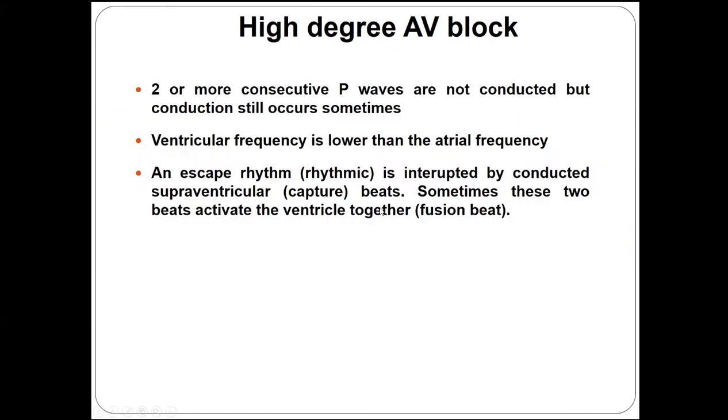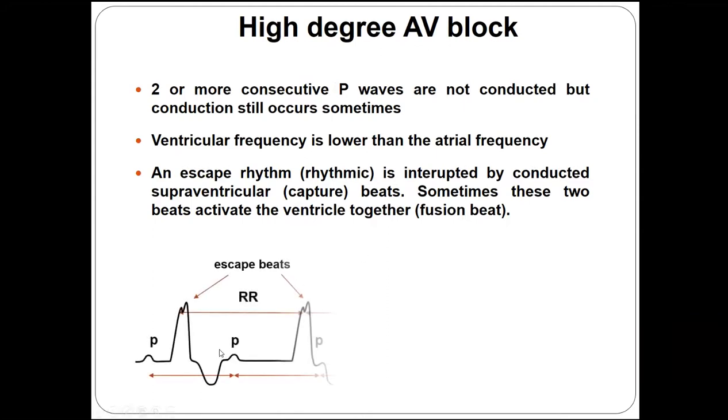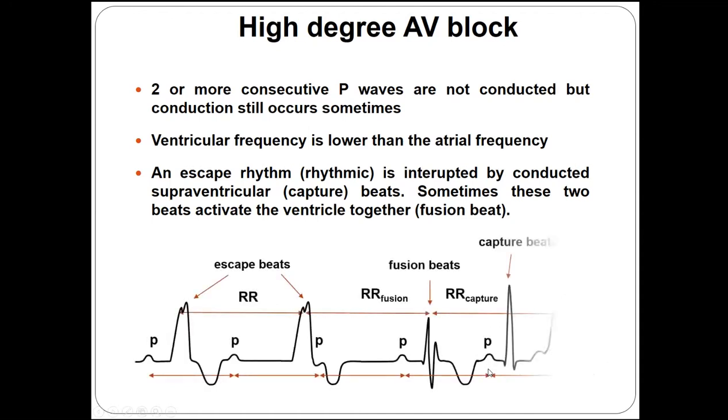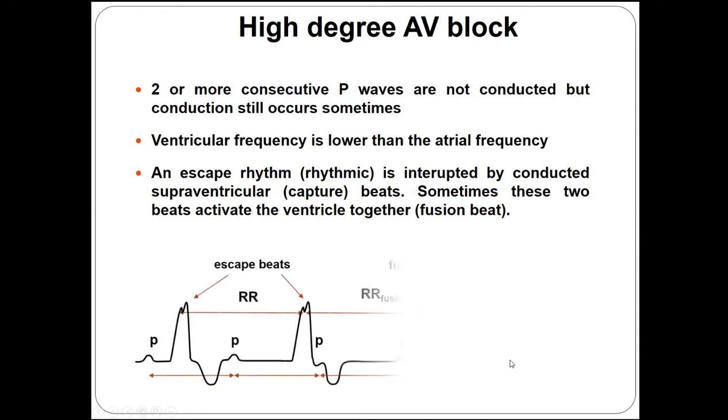Here as well. Okay. Look at the high degree block, what it means. Mostly unconducted, but sometimes conducted. When it's mostly unconducted, what does it mean? If it's not conducted, not conducted, not conducted, only the ventricle escape rhythm can save the life of the patient. So we do have a ventricle escape rhythm. Whenever the impulse goes through, we do have a P followed by a QRS complex.